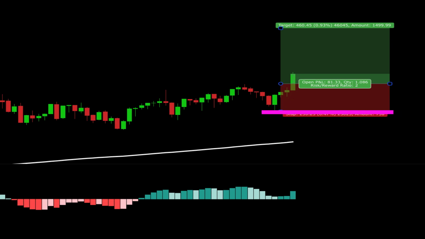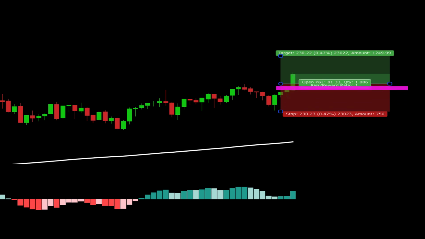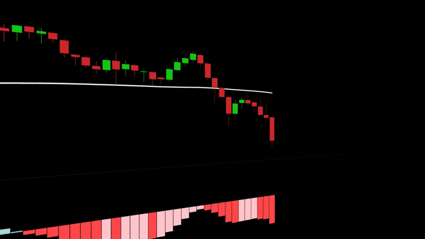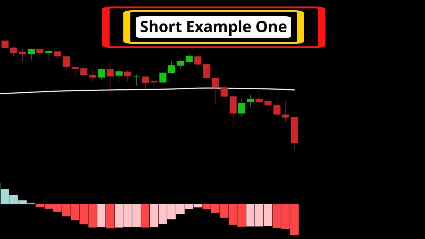The stop is placed below the B leg and 1 to 2 is our target. When 1 to 1 is hit, move the stop to break even, and this one hits our 1 to 2 target. Now we flip to shorts. This is what I will test for shorts.